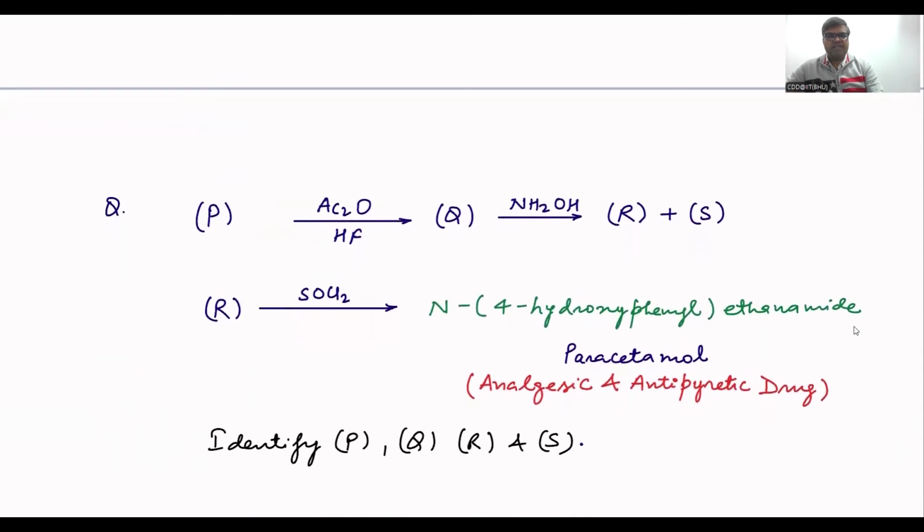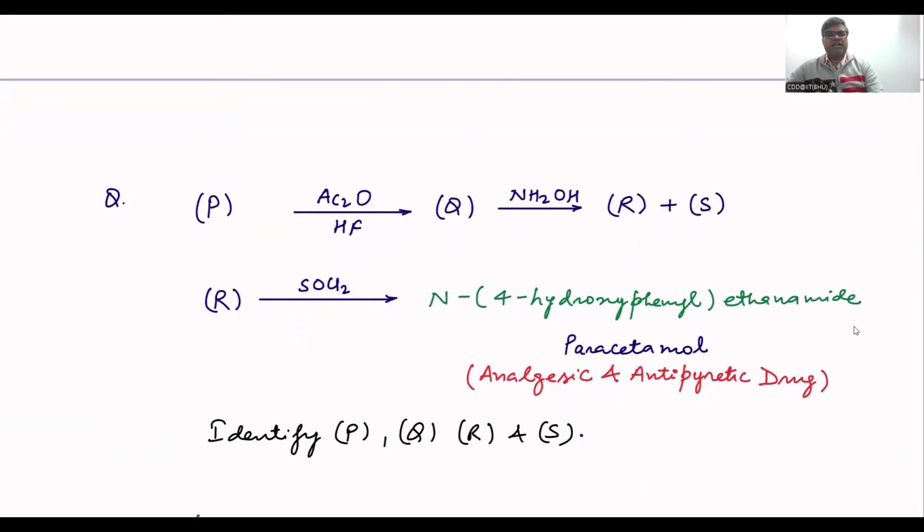This question I have basically linked with chemistry in everyday life. I know that is also a chapter which is not done by most of the teachers in a proper format. So I'll give you the hint for the question. Don't worry. The question is, we have a compound P which is treated with Ac2O with HF. We got Q. Q is treated with NH2OH. So now you can all see the pattern.